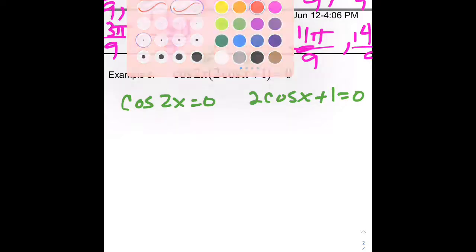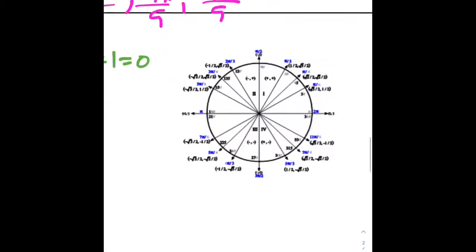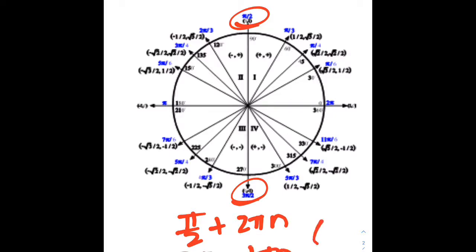The factor on the left, this is a multiple angle, so we're going to use u substitution, where u is equal to 2x, so the cosine of u is equal to 0. Well, where does that occur on our unit circle? At pi over 2 and at 3 pi over 2. So it is mathematically correct to write this as pi over 2 plus 2 pi n and 3 pi over 2 plus 2 pi n if I want to refer to the general solution.